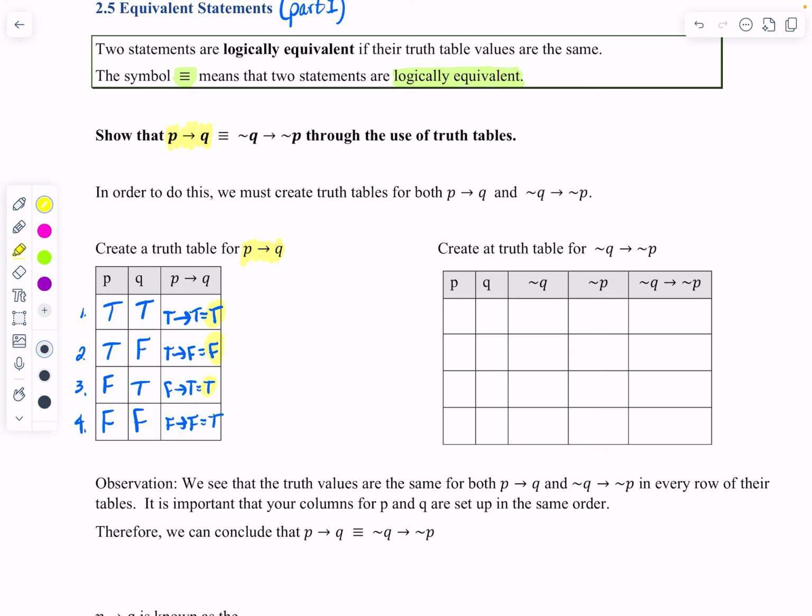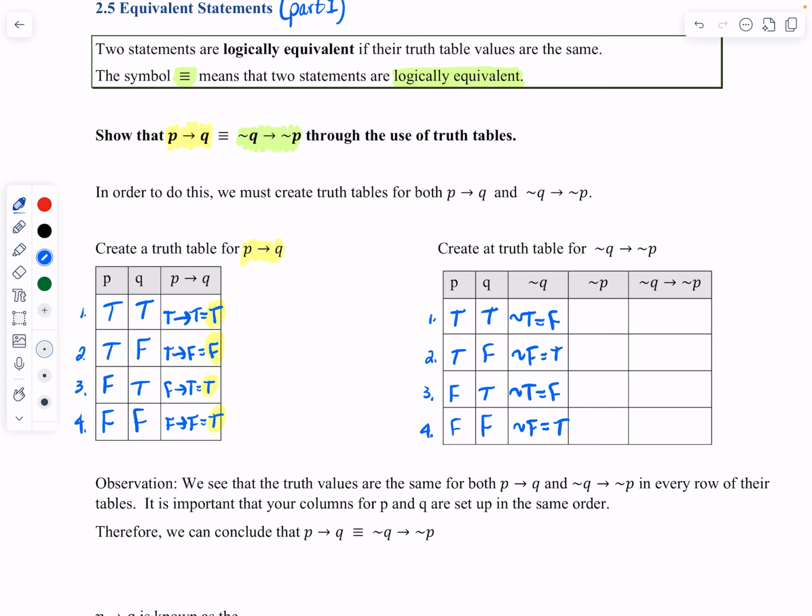True, false, true, true. All right, so let's look at the other side. I'm going to do that in green here. We're going to do negation Q, then negation P. So again, 4 rows. And P is true, true, false, false. Q is true, false, true, false. Negation Q, I look at the Q column and I write down the opposite. So negation of true is false. Negation of false is true. Negation of true is false. And negation of false is true.